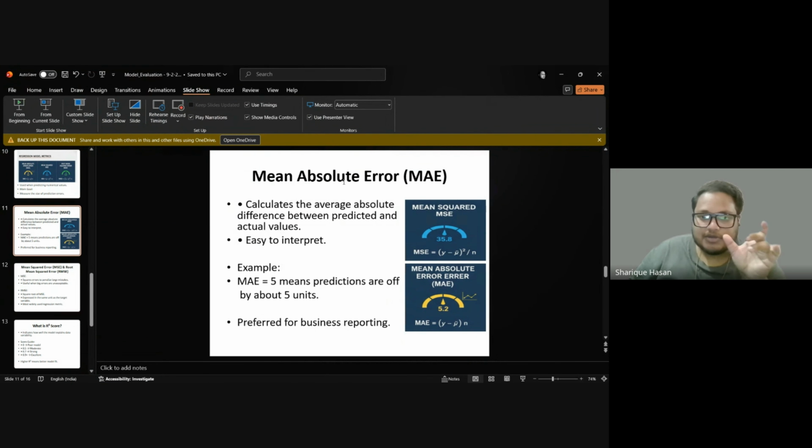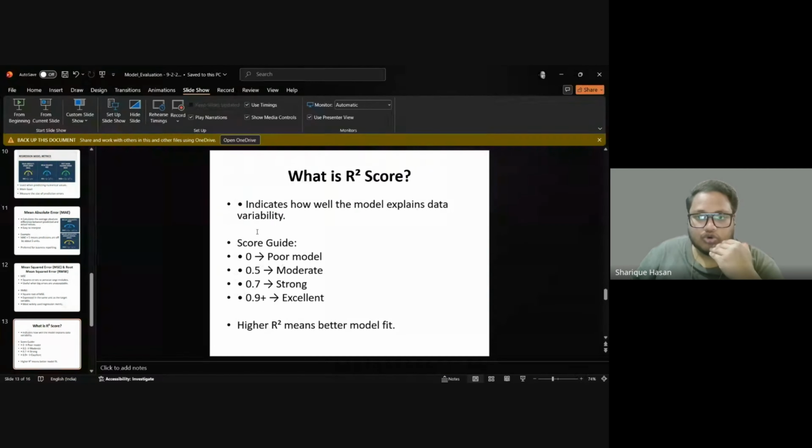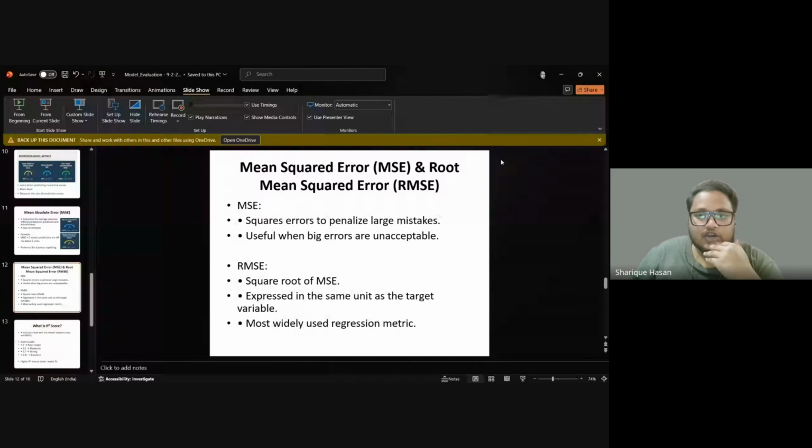Mean absolute error has two related types: mean square error and root mean square error. Root mean square error is the square root of MSE. You calculate MSE, and if you take the square root of it, you get your RMSE.